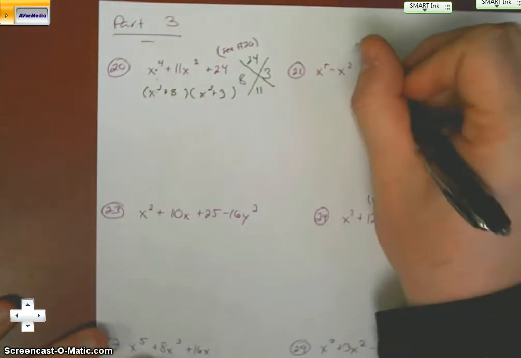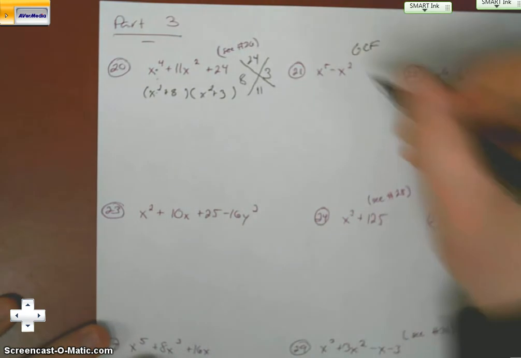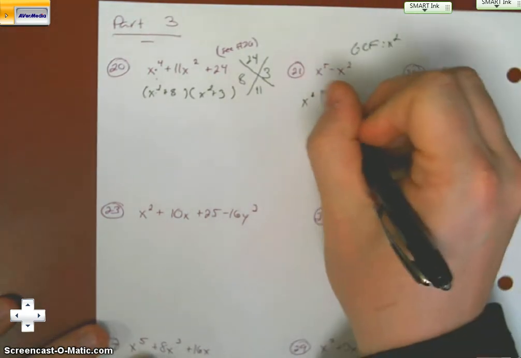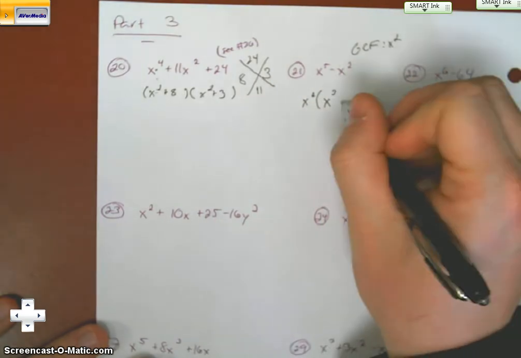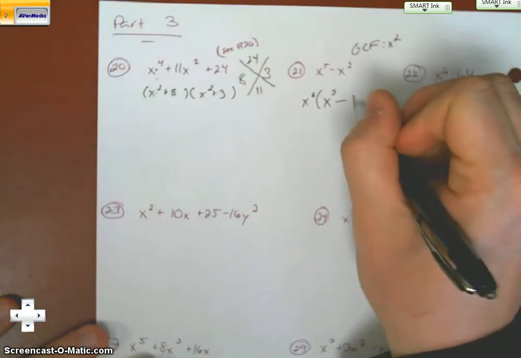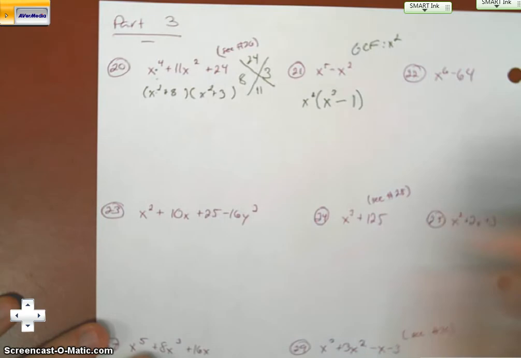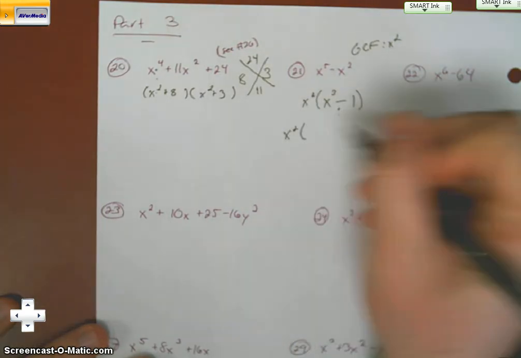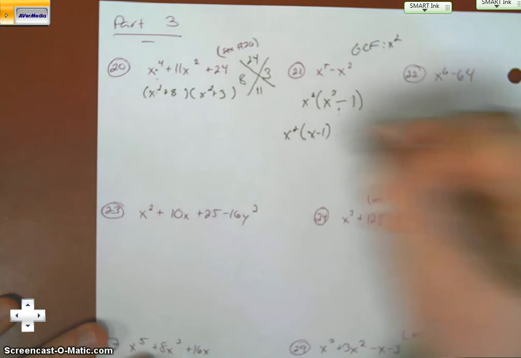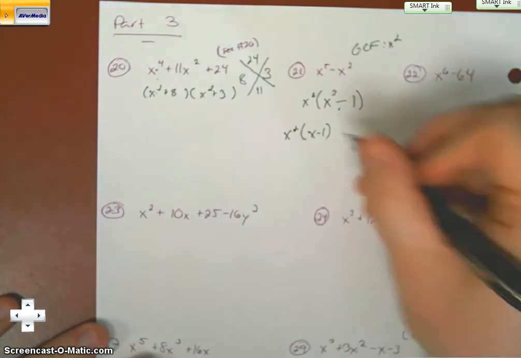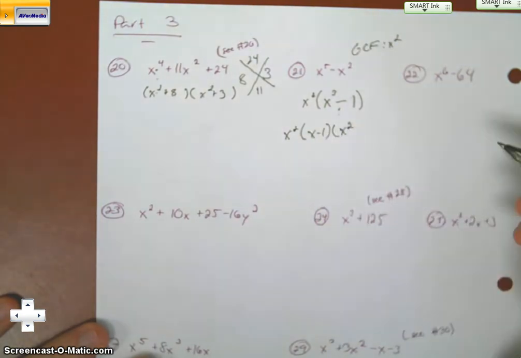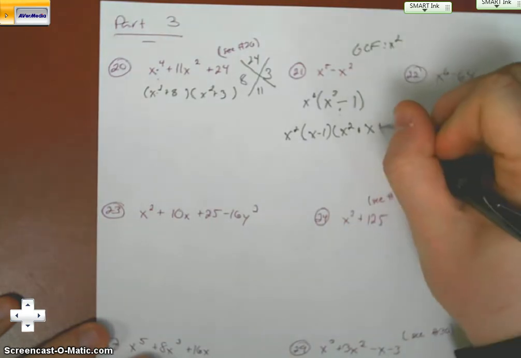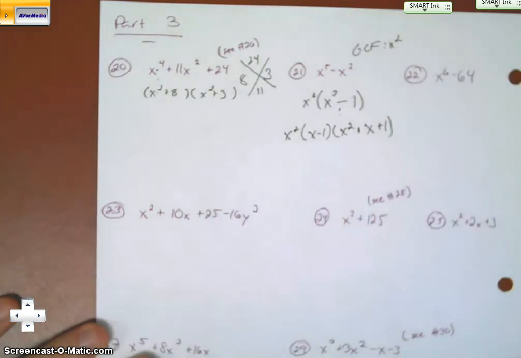21. First thing we should probably take out is a GCF of x squared. x cubed minus 1, which now is a difference of cubes, which is a formula you need to memorize, which is a minus b. Then we're going to square a, we're going to multiply a and b, and then we're going to square b.